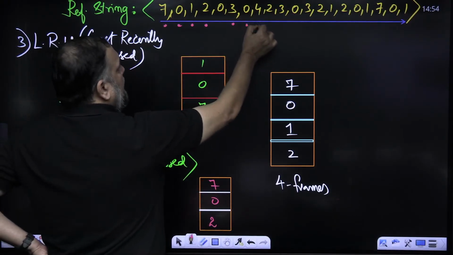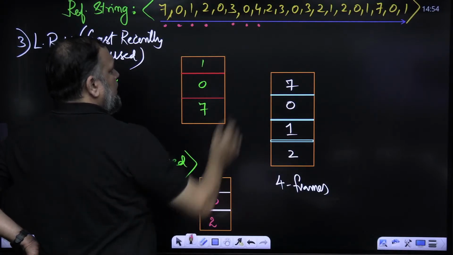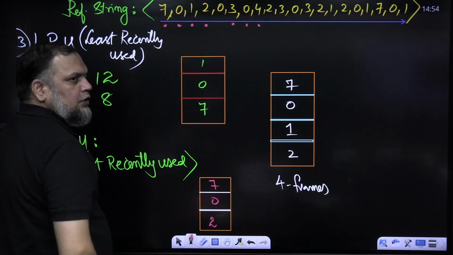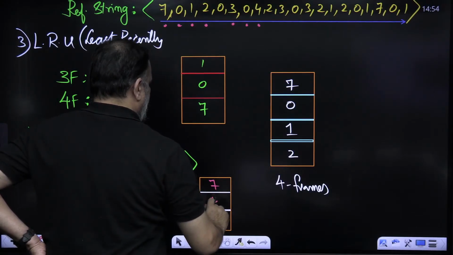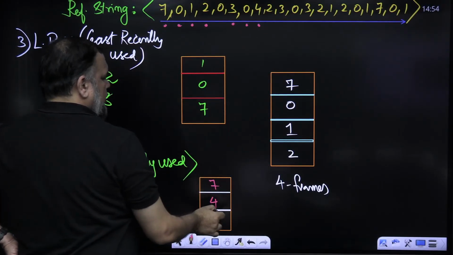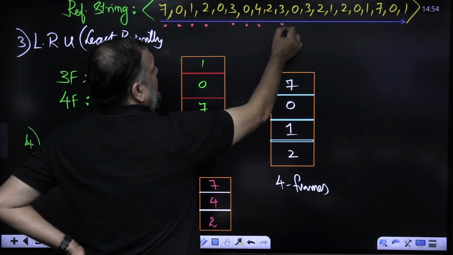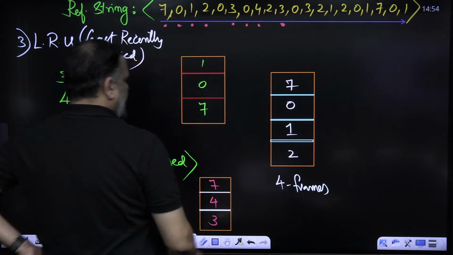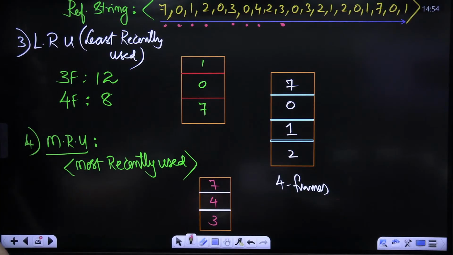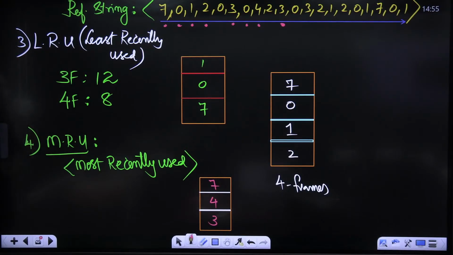Next 4 will cause a fault. Who is the victim? Just before 4, which page? Most recently used. So 0. So in place of 0 we are going to bring 4. Then 2 will not cause a fault, 2 is present. Then we refer 3, will cause a fault. Who is the victim? 2. So in place of 2 we are going to bring 3. इस तरीके से जाएगा. ये है most recently used. So you can continue and calculate how many page faults occur with most recently used.